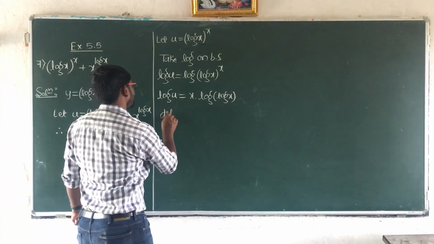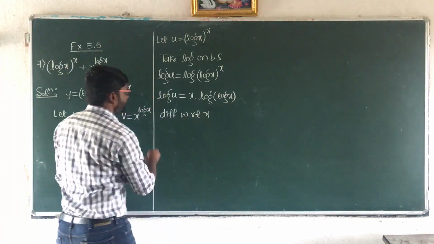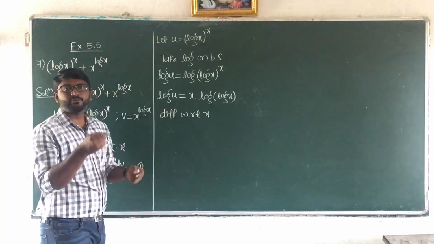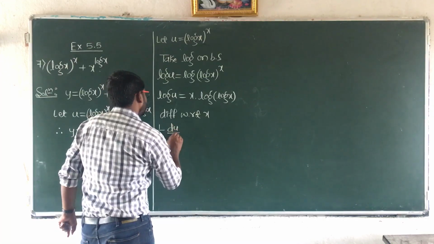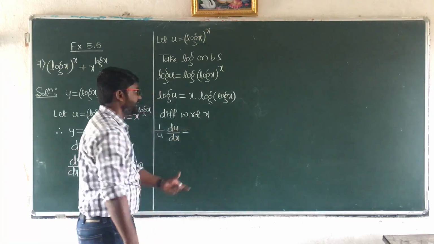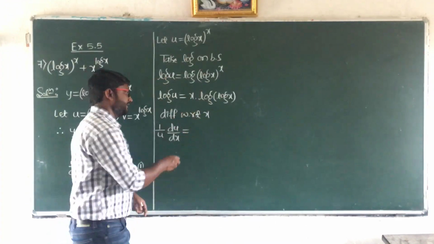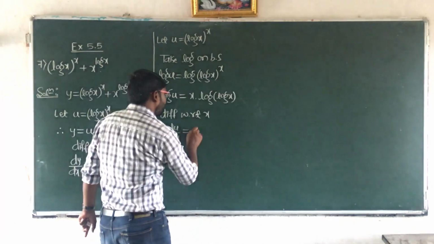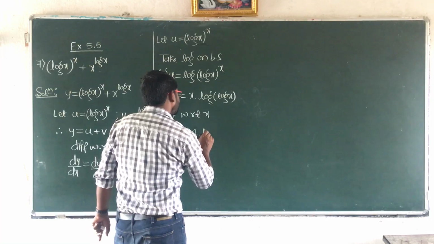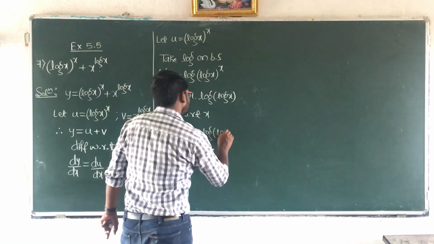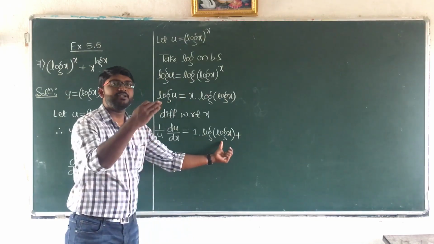So differentiate with respect to x. What is the derivative of log u? It is 1/u du/dx, which is equal to, here we have to apply the product rule. Take the derivative of the first function, write the second one as it is. Derivative of x is 1. I write the second function as it is, 1 times log of log x, plus u dash v plus, now it is u v dash.